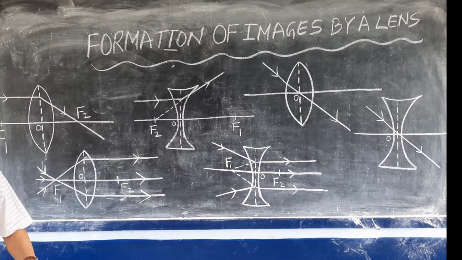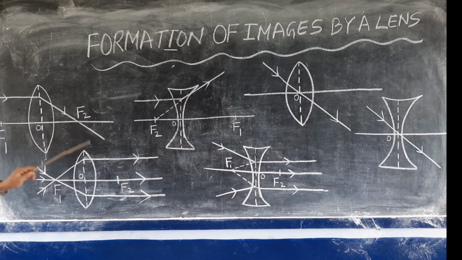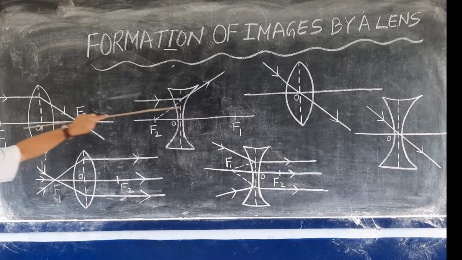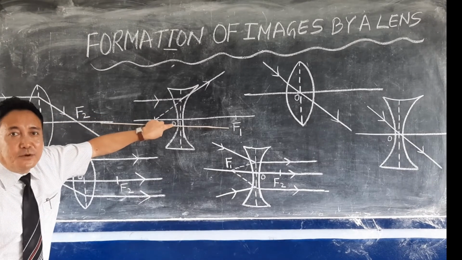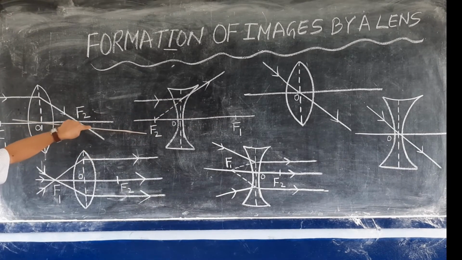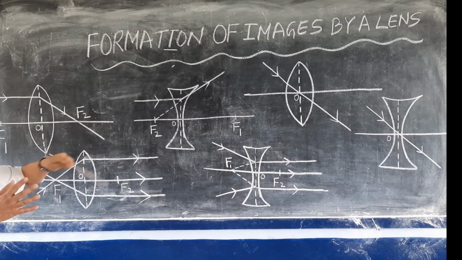Now let us consider the lenses: first a convex lens and a concave lens. The straight line is the principal axis. In a convex lens, the left hand side is the first focal point and the right hand side is the second focal point. Whereas in a concave lens, the right hand side is the first focal point and the left hand side is the second focal point. So this is just the opposite in the case of concave and convex lenses.